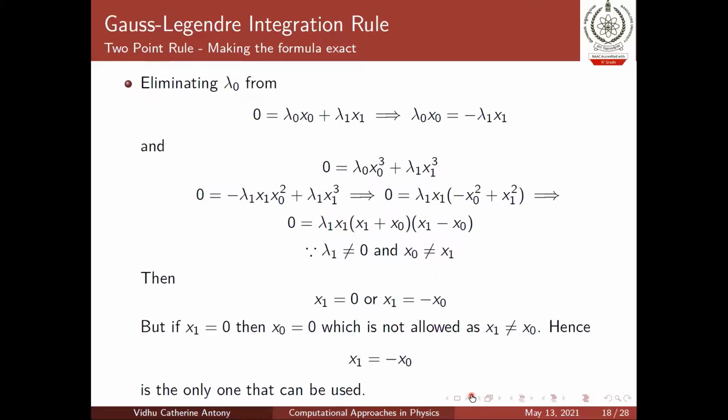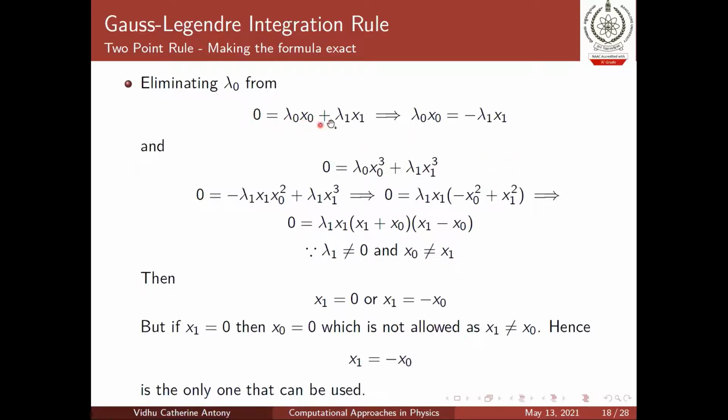So let's look at this. I suggest you do it on your own, but I will try to tell you how the idea is. So the second equation, I hope you remember this is the second equation. You need to eliminate lambda 0 from it. So how do you eliminate lambda 0? You try to manipulate the 4 equations that you have, and you try to find it out. So this is the way you do it.